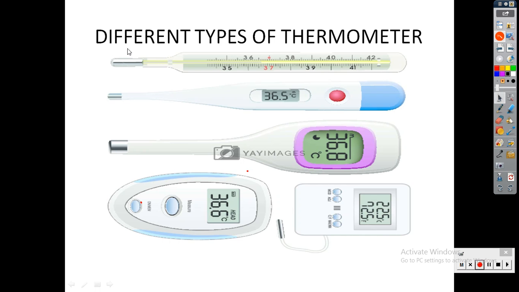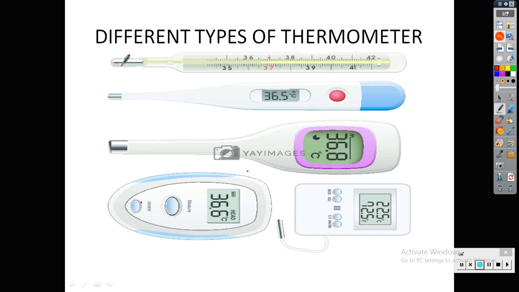So different types of thermometers are available nowadays. There are many types of thermometer. You can see different types of thermometer here. This one has mercury here. With the help of mercury, this thermometer works, so it can be called a mercury thermometer. We are coming to the details.